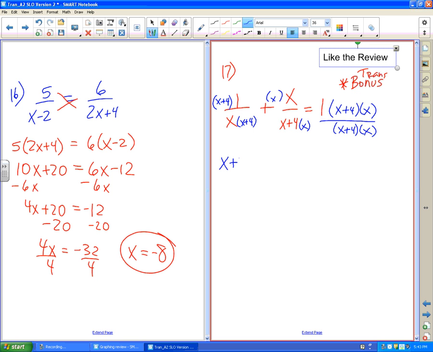So we get x plus 4 times 1, which is just x plus 4, plus x times x is x squared, equals 1 times that just gives us that. So I can distribute this backwards. Okay. Subtract our x squareds. So I get x plus 4 equals 4x minus smaller x.